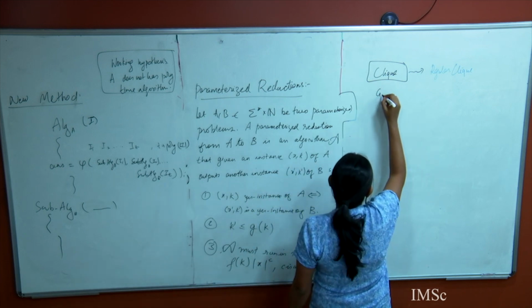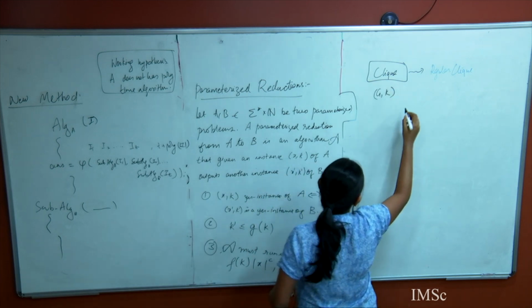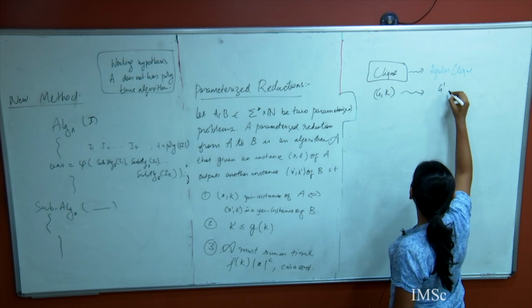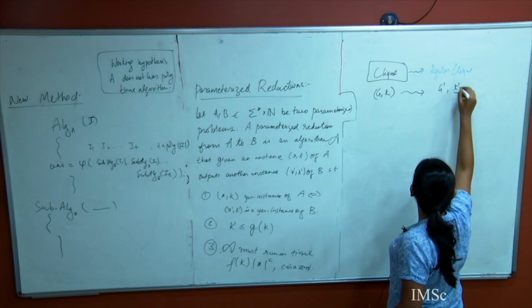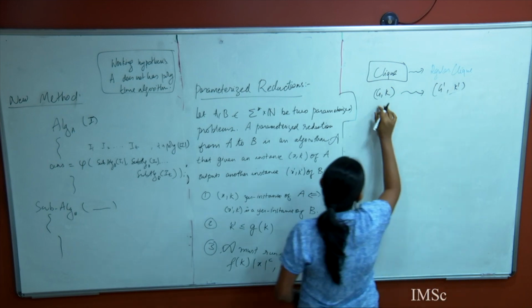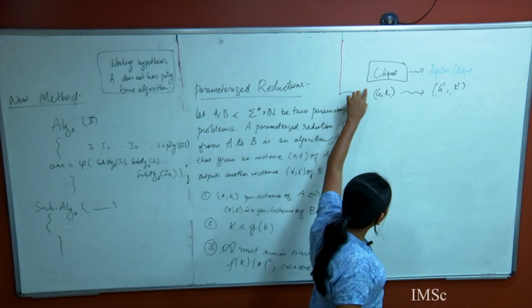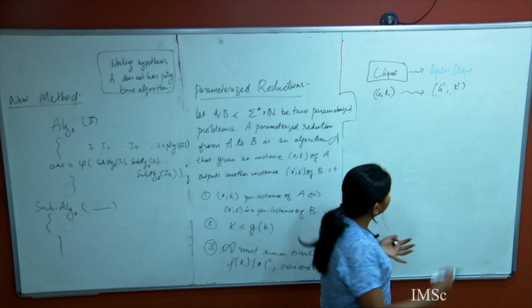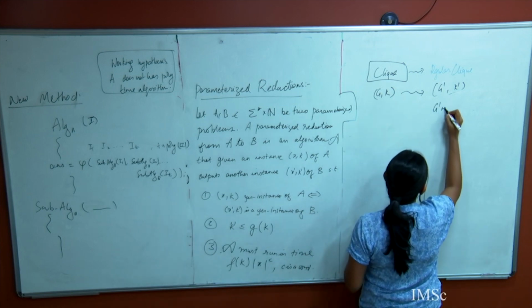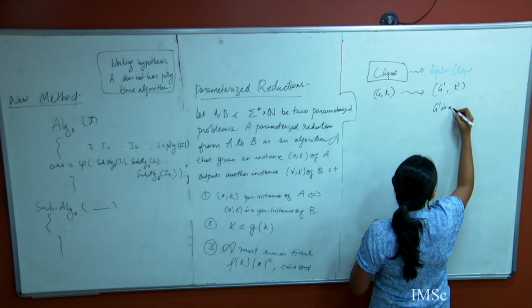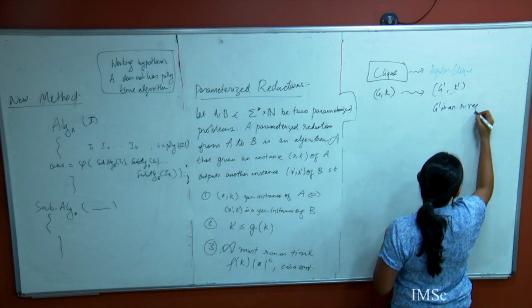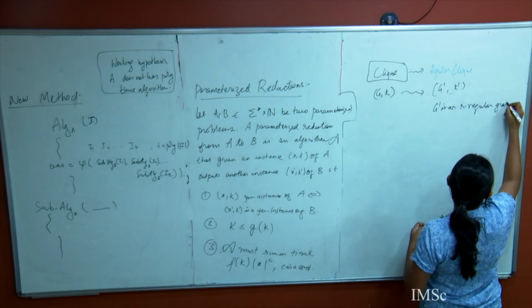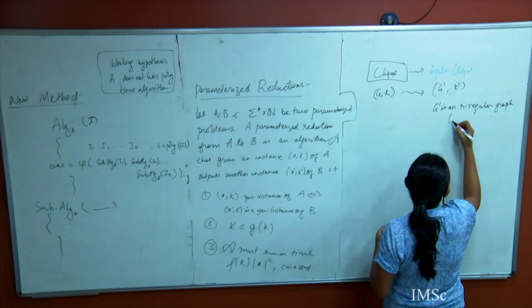So here we are given an instance G comma k, and we would want to create an instance G prime comma, we'll decide some k prime, such that G comma k is a yes instance of clique if and only if G prime comma k prime is a yes instance of regular clique, and we want G prime to be an R regular graph for some R. We don't know what that R is.